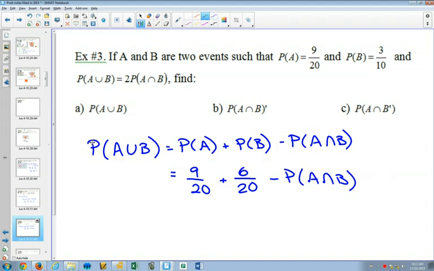But can you see that if you substitute at this point this information that you have right here, instead of writing probability of A or B, what could I write instead? I could write 2 probability of A and B.